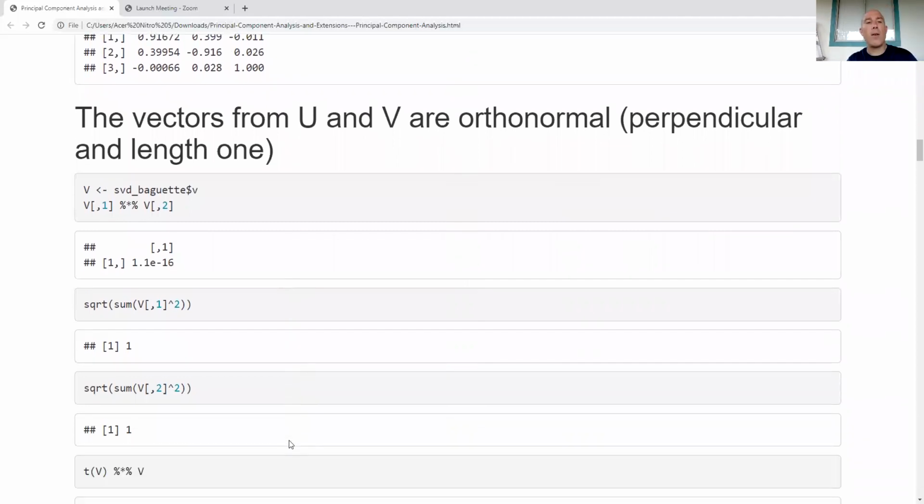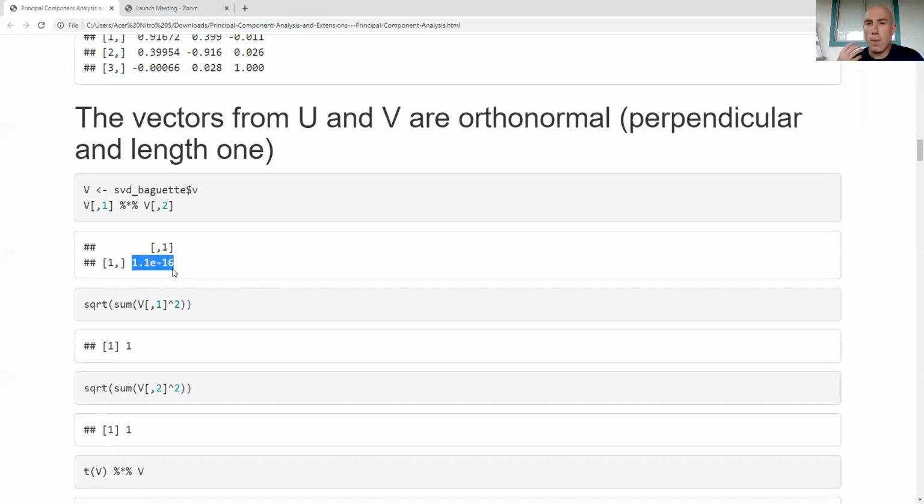All right, so now I want to demonstrate to you that the vectors from U and V are orthonormal. That is, they are perpendicular to each other and they have length 1. If I take any two columns of V and multiply them using a dot product, so that I multiply entry-wise and add the results, I get 0. That's within machine accuracy of 0.